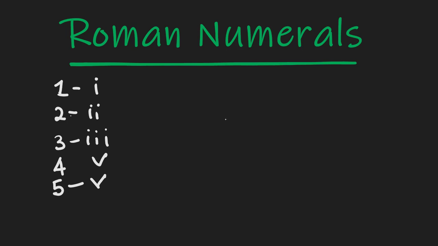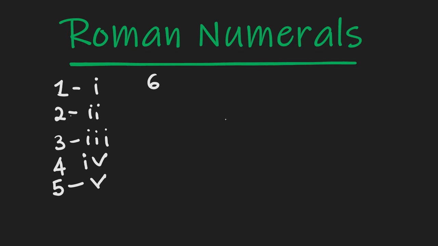So how do you think 4 will look like? 4 is IV. What's the meaning? It's actually 5 minus 1, because the smaller number I is written at the left hand side of 5. So we are going to subtract it as we have seen earlier. So this one will give you what? Will give you 4, right? So that's why IV is 4.